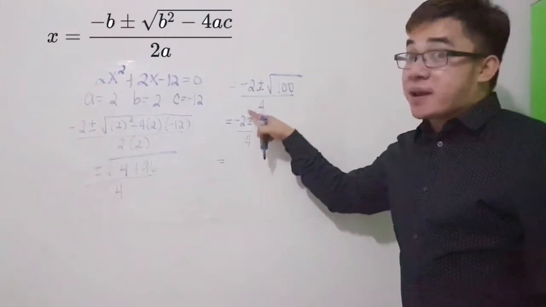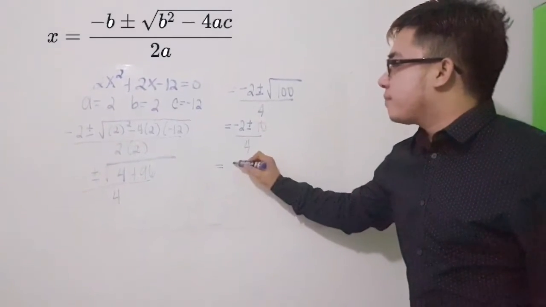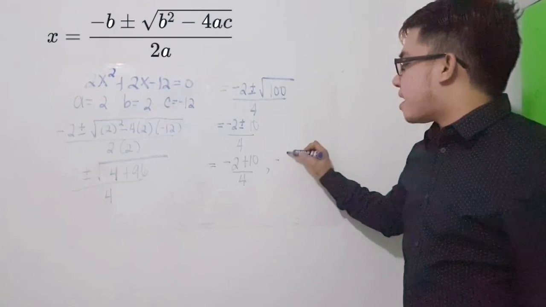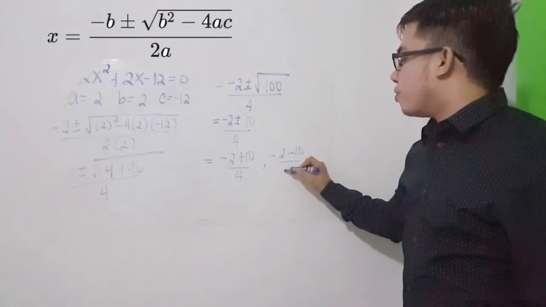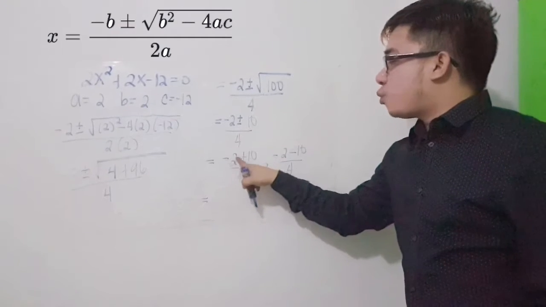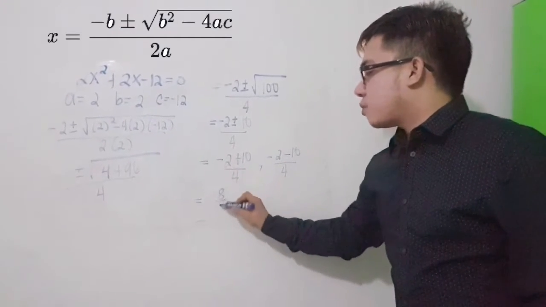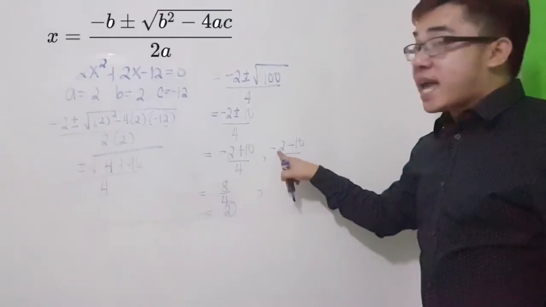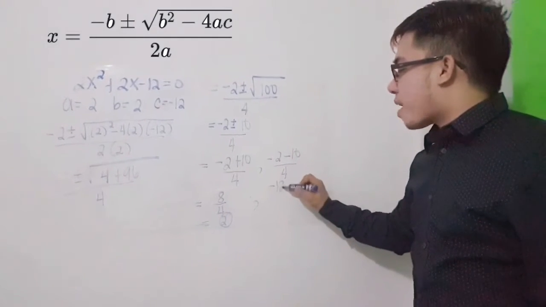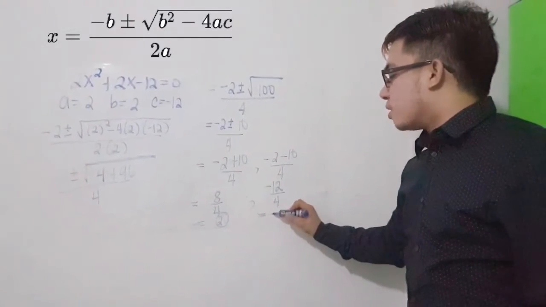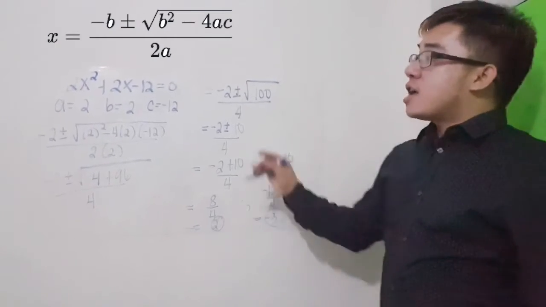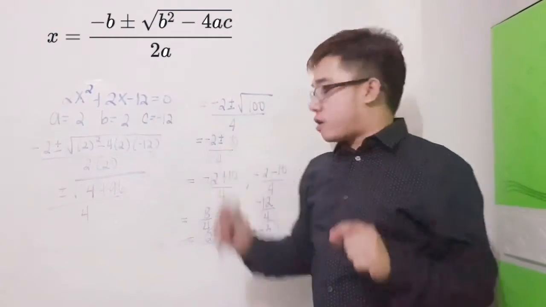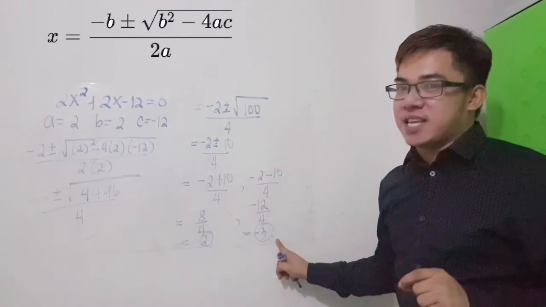Then, we are going to separate the plus and minus. We will be having negative 2 plus 10 over 4, and the other one is negative 2 minus 10 all over 4. So we have negative 2 plus 10 is positive 8 over 4, which is equal to 2. And the other one, negative 2 minus 10 is negative 12 all over 4, which is equal to negative 3. Therefore, the roots of 2x squared plus 2x minus 12 equals 0 are positive 2 and negative 3.